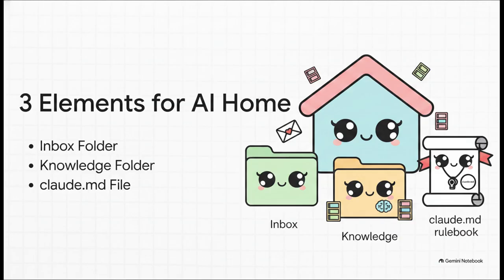So, how do we build the home for this AI clone? It is shockingly simple. You just need 3 things on your computer. First, an inbox folder. Think of this like a mailbox where you just drop in your daily thoughts. Second, a knowledge folder, which acts as the AI's brain or bookshelf for organized information. And third, a single file called Claude.md, which is essentially the rulebook. That's the whole shebang. Actually, overcomplicating the folder structure is the #1 reason people fail at this. Starting with this incredibly simple blueprint is absolutely crucial for success.